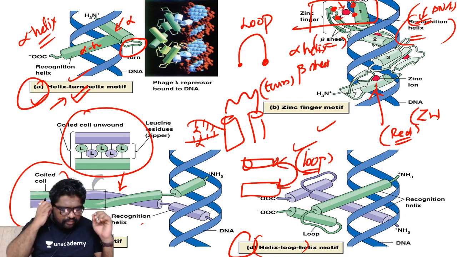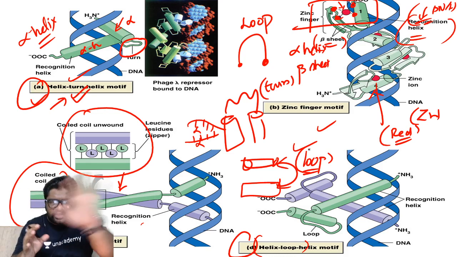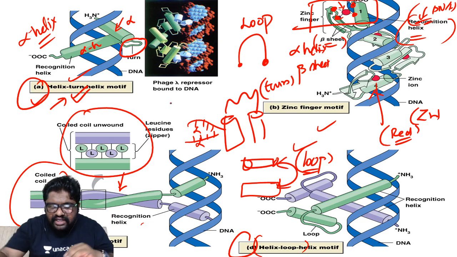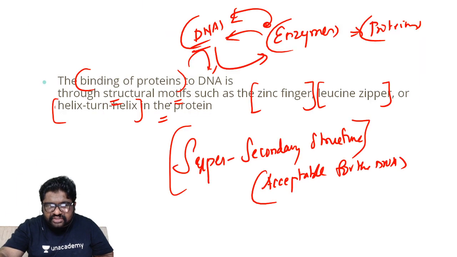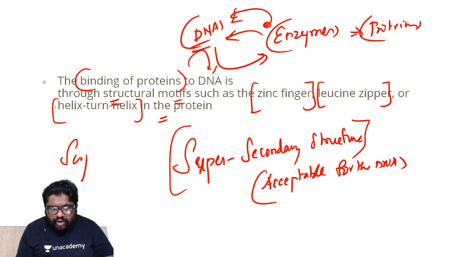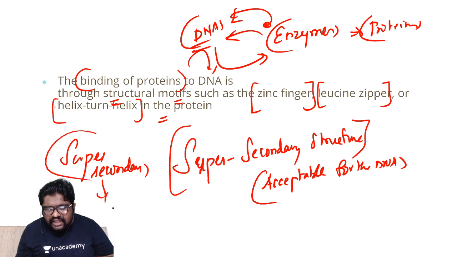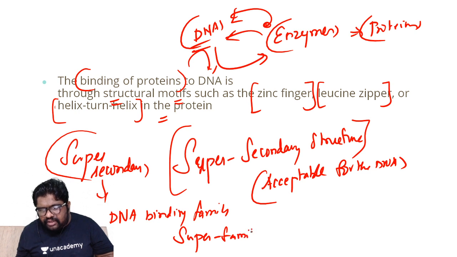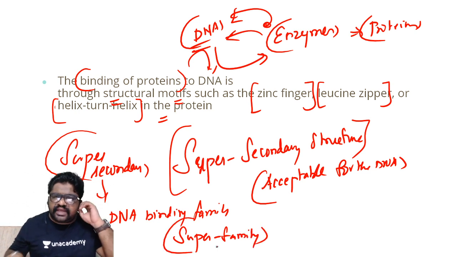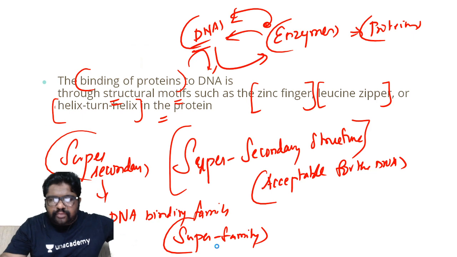So my simple point here is, if you're looking at these kinds of motifs, motif is a name given for super secondary structures, and they will be DNA binding families. They come under a DNA binding motif superfamily. And we have discussed five major picture-based questions with the help of MCQs.